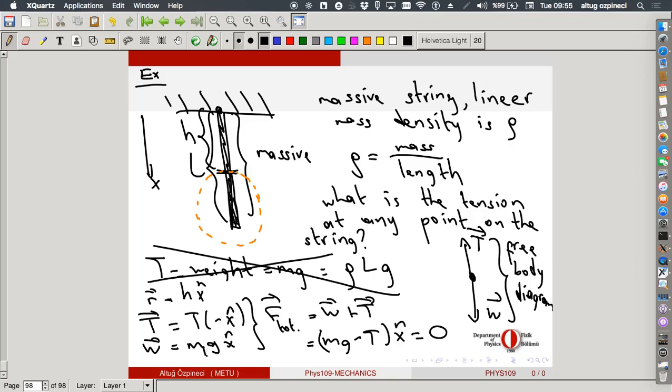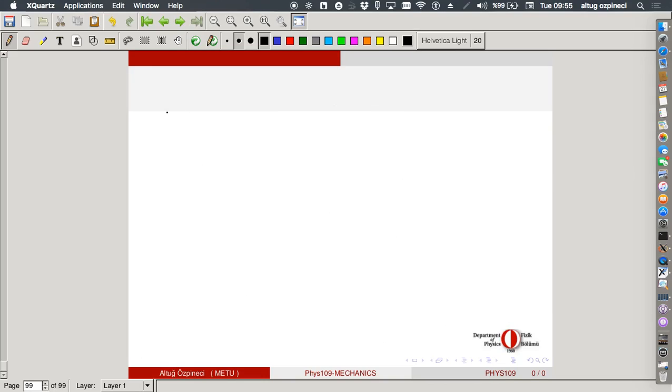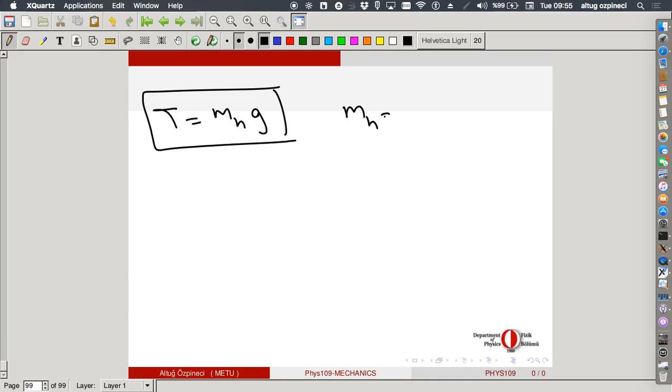By the way, let's denote m by m_h, because it's not the total mass of the string. It is the mass below this distance h, the mass of this part. So the tension will be m_h times g. Now, the next thing we have to determine: what is m_h?